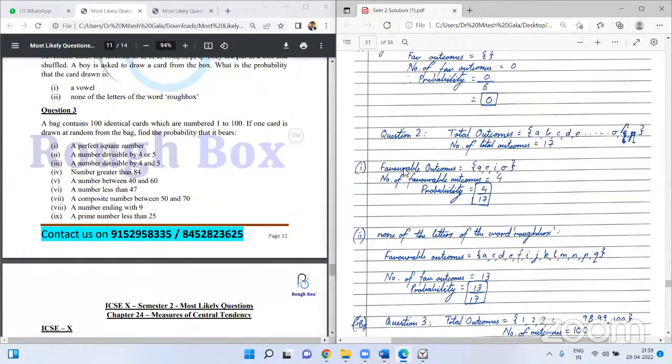So in the seventh one, between 50 and 70, we don't have to consider 50 and 70, no? No, you don't have to, because they said the word between. If it was from 50 to 70, then yes, we have to consider, no? Yes.